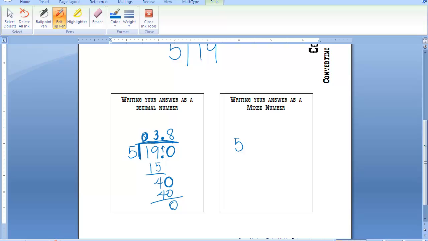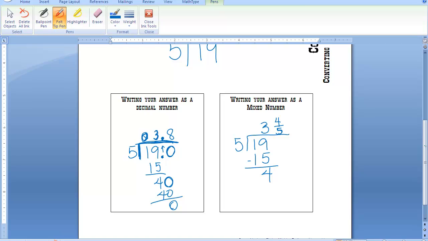As a mixed number, here it is again. Cowboy gets to go in the house and the horse has to stay outside. 5 goes into 19 3 times. We subtract, we get 4. The horse stays the horse. That horse is the bottom number. And it remains the bottom number, and the remainder goes on top.